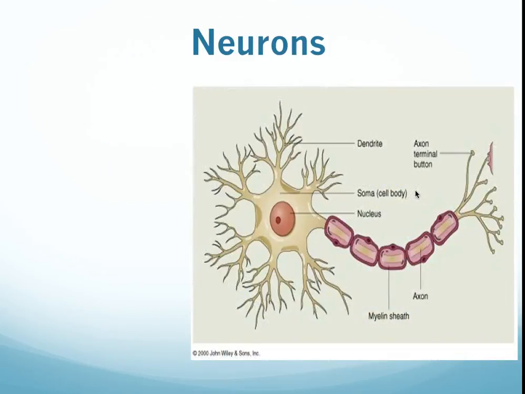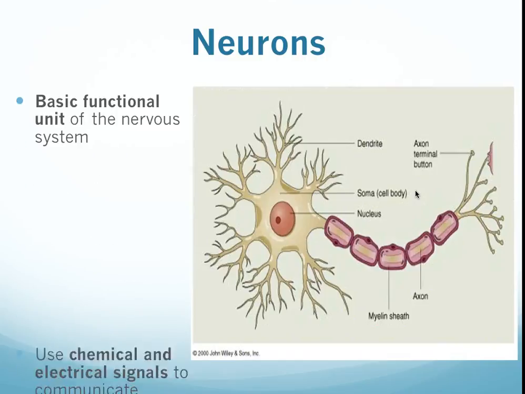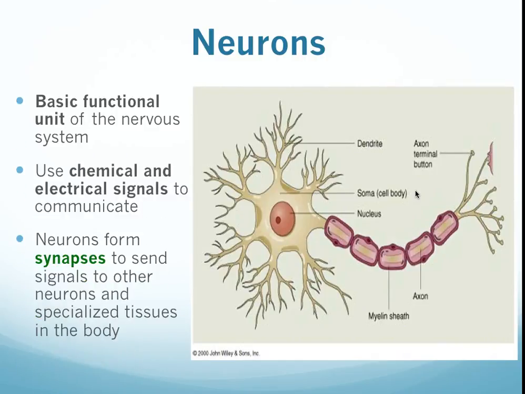So here you see an image of the neuron, okay? Again, we said it's the basic functional unit that uses different types of signals and it forms synapses, not only with other neurons, but also with different tissues throughout the body. So here you can see some of the major features of the neuron. This here is our cell body, sometimes called the soma. And we have our nucleus in the middle.